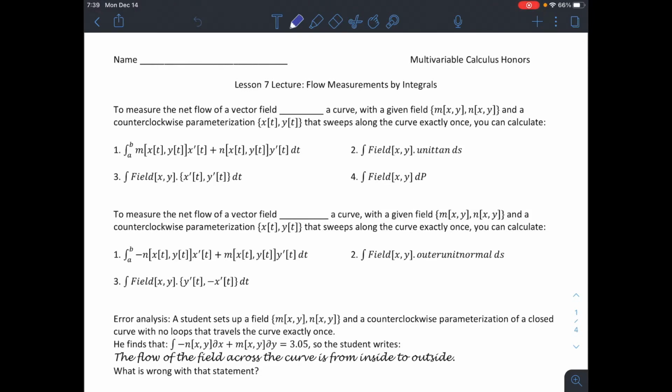Welcome to our Lesson 7 lecture. Lesson 7 is about flow measurements by integrals.